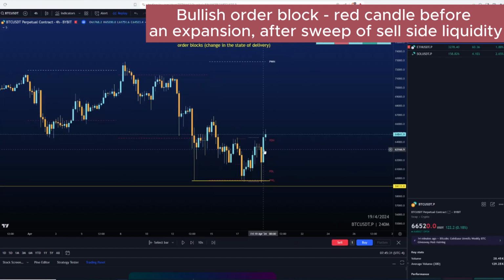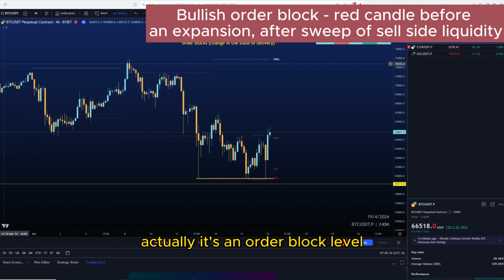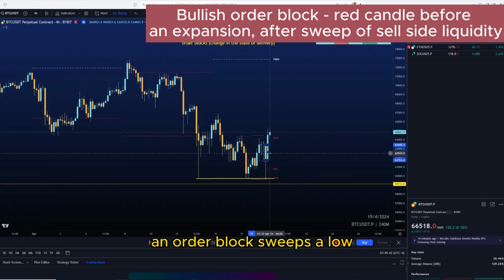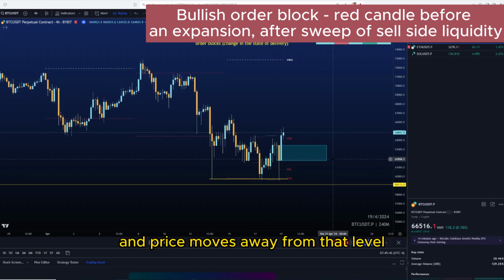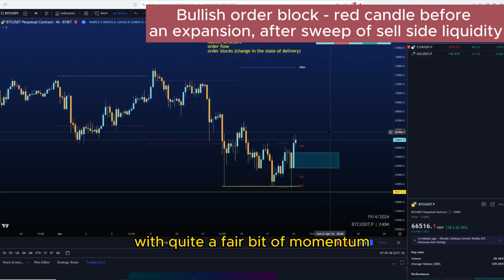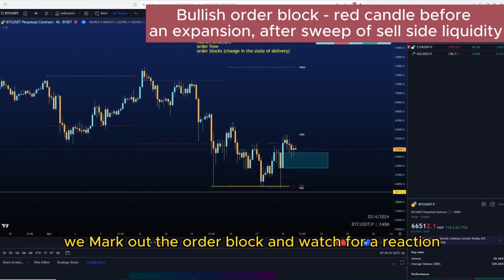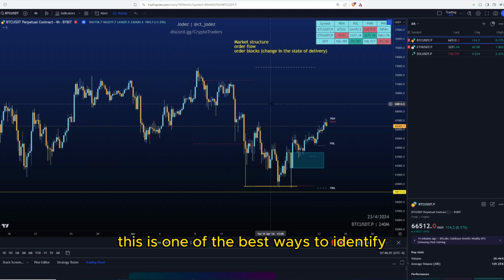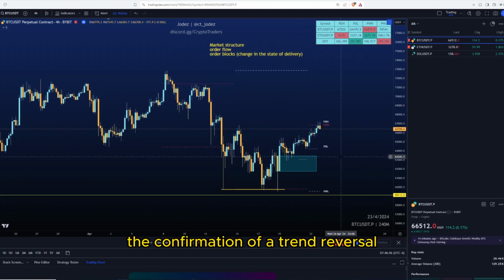When the SMT divergence formed, as we know, Bitcoin formed a lower low and swept the previous low. The down close candle, the red candle that swept this low, actually is an order block level. An order block sweeps a low and price moves away from that level with quite a bit of momentum. To validate the order block, we mark it out and watch for a reaction.